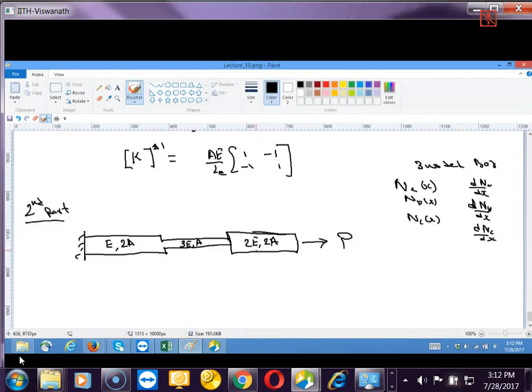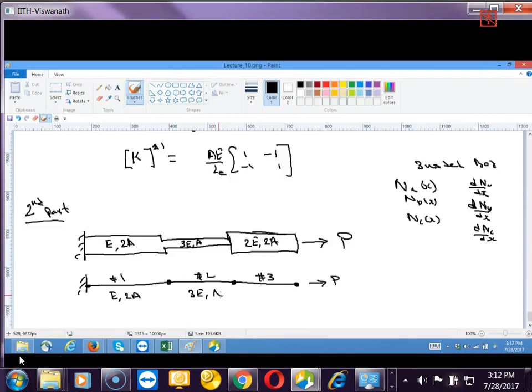Okay, in this case obviously I cannot put one noded element because I have cross sectional changes. So the minimum discretization I should do in this case is, I'll consider it as a line element. This is one element, two element and three element. So this is element 1, element 2 and element 3 with a point load P. Its properties are E and 2A. These properties are 3E and A, and these properties are 2E and 2A.